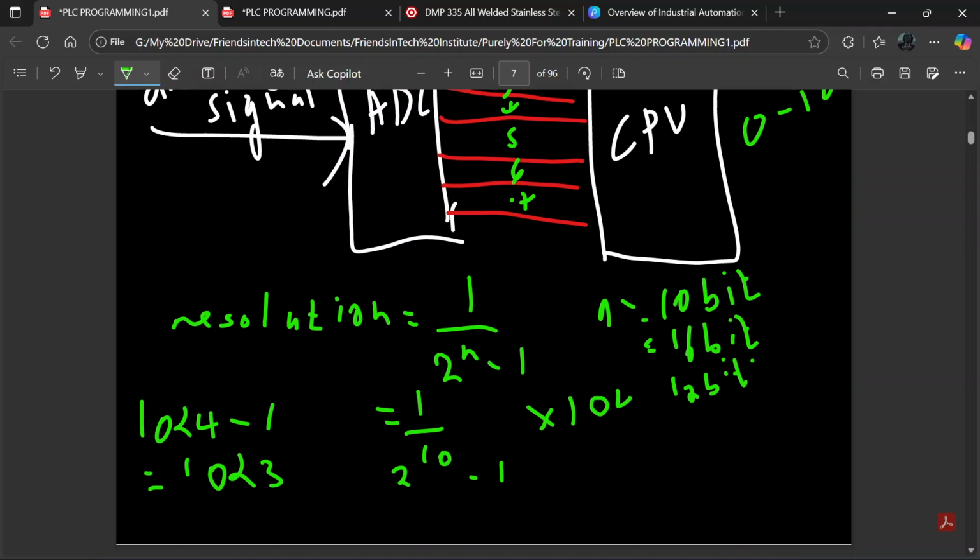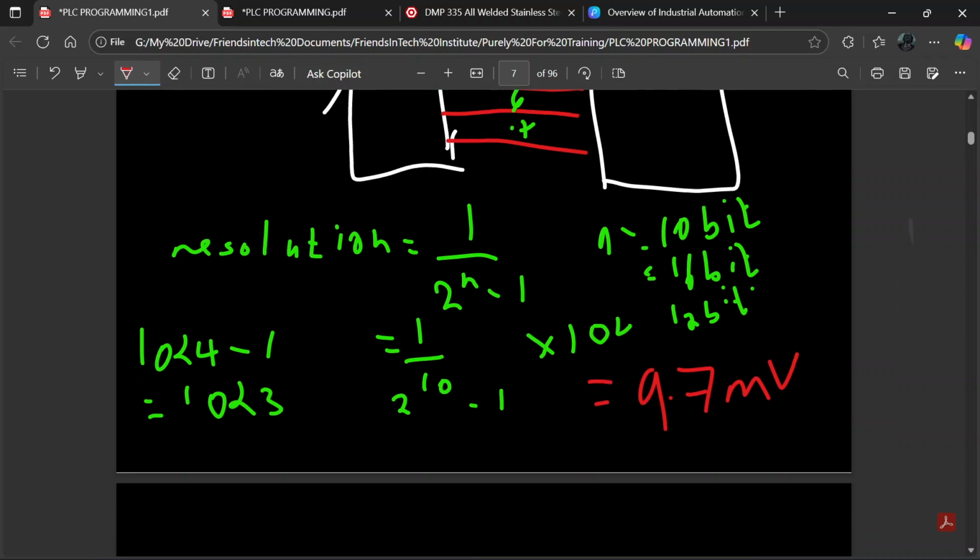1 divided by 1023 times 10 volts. How many millivolts is that? Let me just divide here. That is 9.7 millivolts. So that means that you need 9.7 millivolts just to get 1 bit. 9.7 millivolts to get 1 bit.